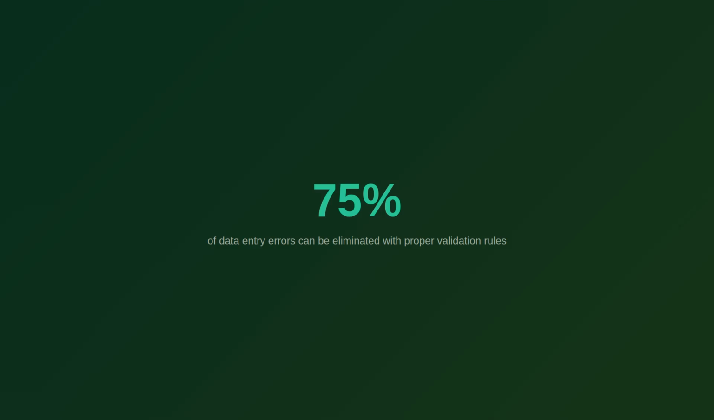Studies on spreadsheet accuracy show that implementing data validation rules can eliminate up to 75% of data entry errors. That's 3 out of 4 mistakes prevented before they ever reach your data. When you consider that one bad entry can cascade through formulas, reports, and business decisions, data validation isn't optional. It's essential for any shared spreadsheet.